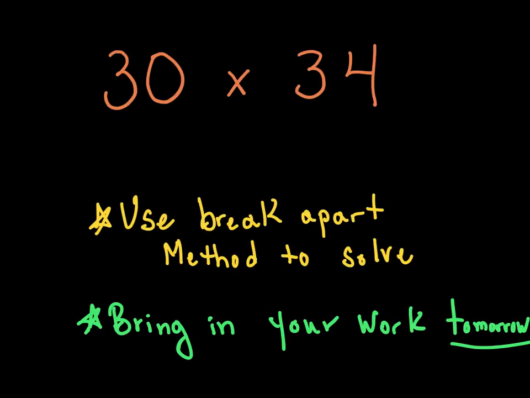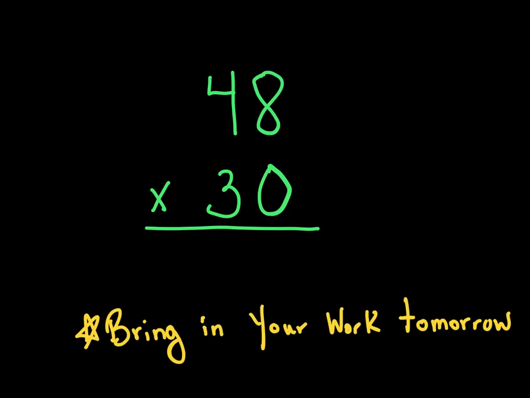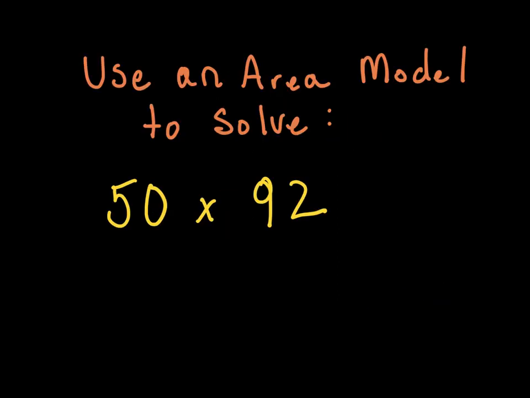30 times 34. Use the break apart method to solve and bring your work in tomorrow. 48 times 30. Solve it the normal way using partial products and bring in your work tomorrow. And lastly, use an area model to solve 50 times 92 and make sure you bring in your work tomorrow.